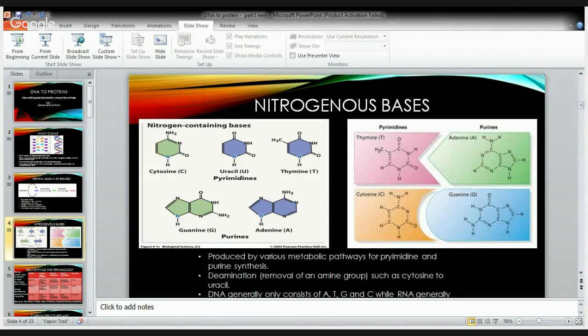Okay, so it starts off with the base, and then it goes to the nucleoside. And a nucleoside will always end in D-I-N-E or I-N-E, and then how many phosphates it has. That's how we break these down. So guanine will be guanosine, and then if it has one phosphate, it would be monophosphate, two would be diphosphate, three would be triphosphate.